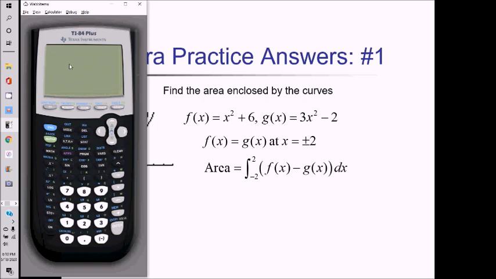To do this on the calculator, let me do math 9 for integral. We've got negative 2 there, and positive 2. Now we're going to do alpha trace y1 because the f function comes first, and then we're going to subtract the g function, so that's alpha trace y2, and I'll put an x there for dx. Press enter. Comes out to 21.333.